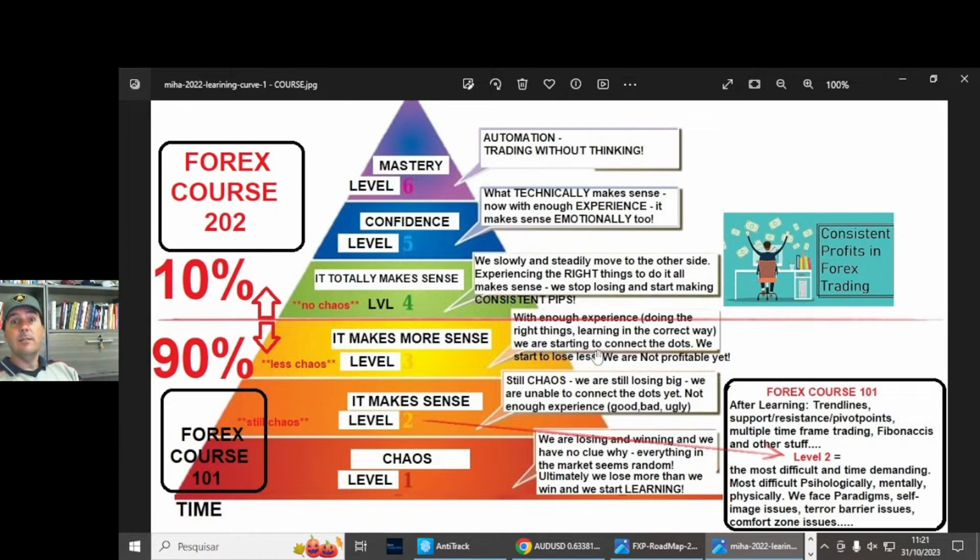We are starting to connect the dots, like, oh, this is why I won again. Oh, this is why I lost again. I knew it, I did this, I did that, and I knew it, and again I lost again. So we start to lose less. We are not profitable yet, but we start to lose less.